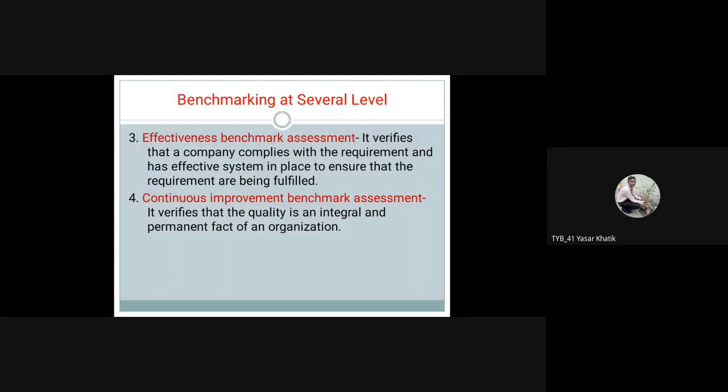And has effective system in place to ensure that the requirement are being fulfilled.